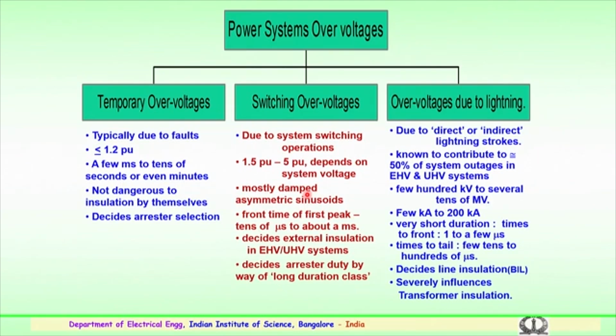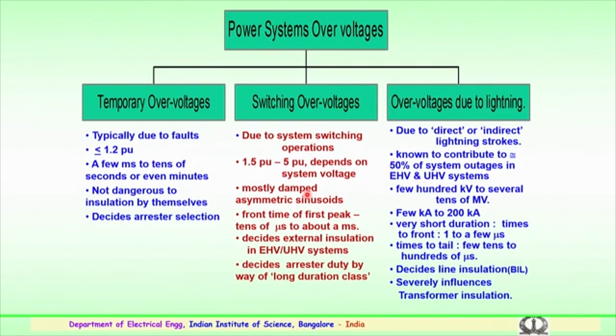The third is overvoltages that could happen due to natural lightning. This lightning could be because of a direct or indirect effect on the transmission system, causing overvoltages because of lightning strokes, and lightning strokes are known to contribute to equivalent to or more than 50% of the system outages, in particular in extra high voltage and ultra high voltage systems. Here the waveform could last for a few microseconds front time to a few tens of microseconds tail time.